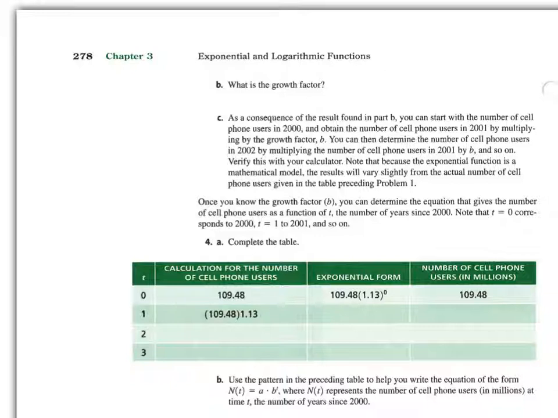Okay, so for this one, the growth factor is 1.13. Okay, so each year that goes by, if we multiply the previous year by 1.13, that's how we're going to get the number of cell phones. Okay, so what we're going to do here is use our growth factor to see what ends up coming out, and we'll compare it to see how close we are to the original data. So each time we're multiplying the previous year's cell phones by the 1.13.